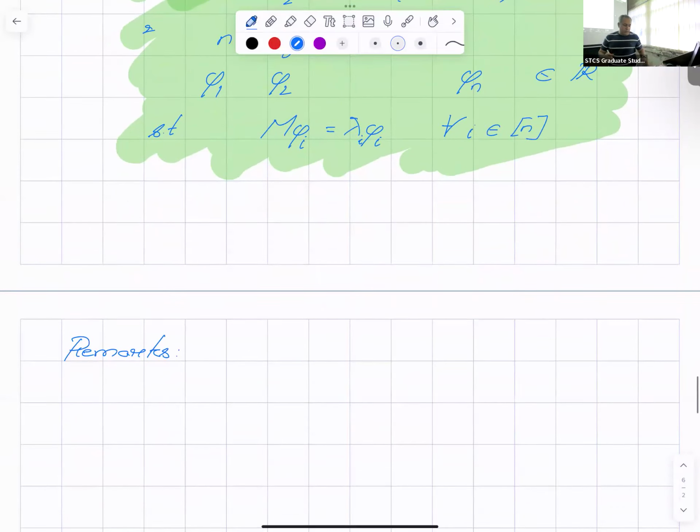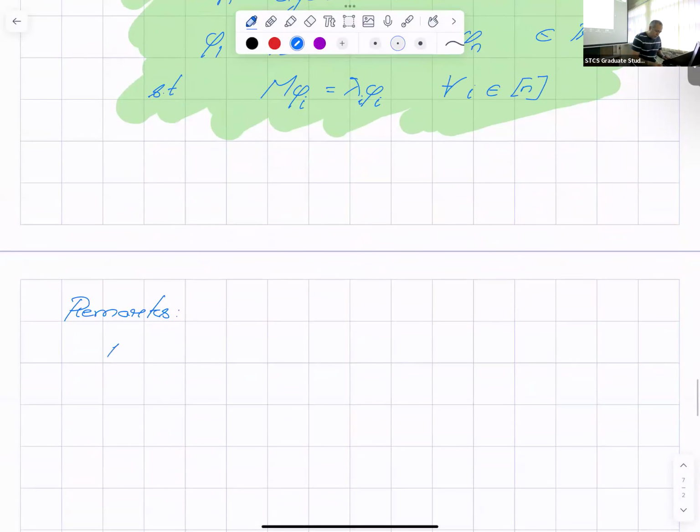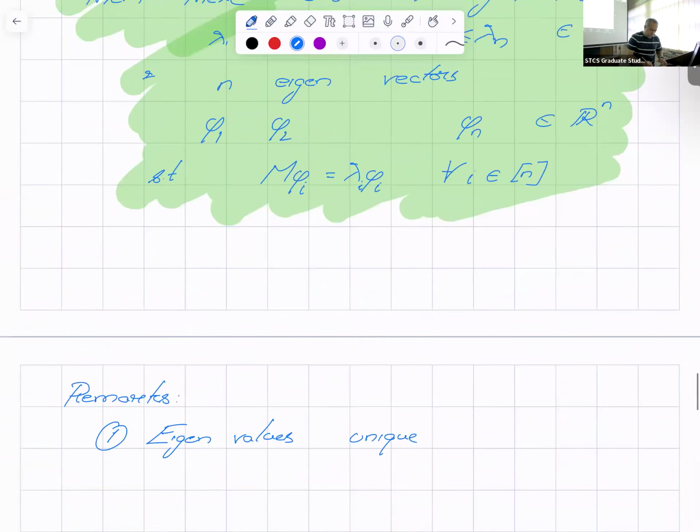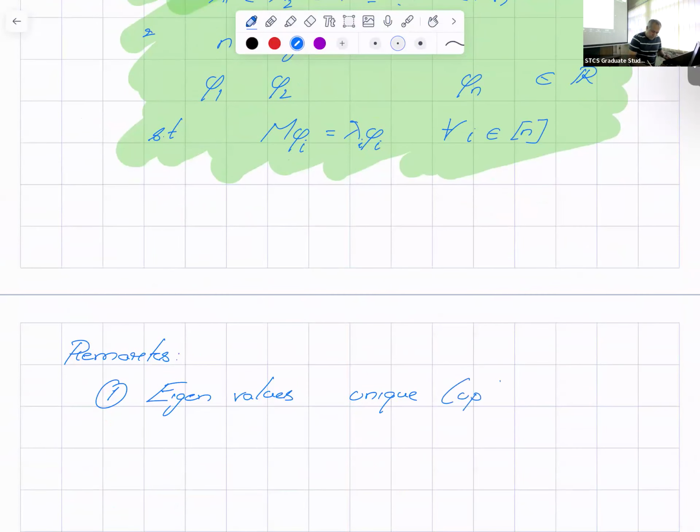But a couple of remarks. Firstly, the eigenvalues are unique up to multiplicities. Some of the lambda i's might repeat, but the number of times they repeat is the same for a given matrix. The set of eigenvalues, as a multi-set, is a fixed multi-set for every matrix. It is unique up to multiplicity. The spectral theorem will guarantee that.